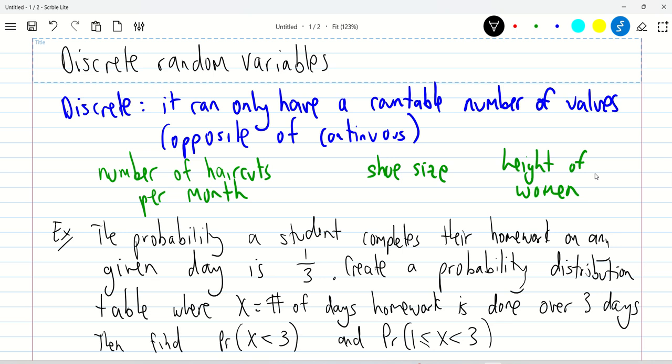Today we're still in probability and we're looking at discrete random variables. So let's pull apart what each of those things means. We'll start with random variables first.